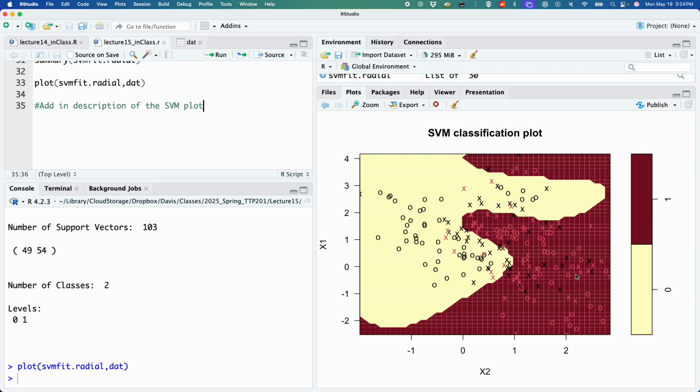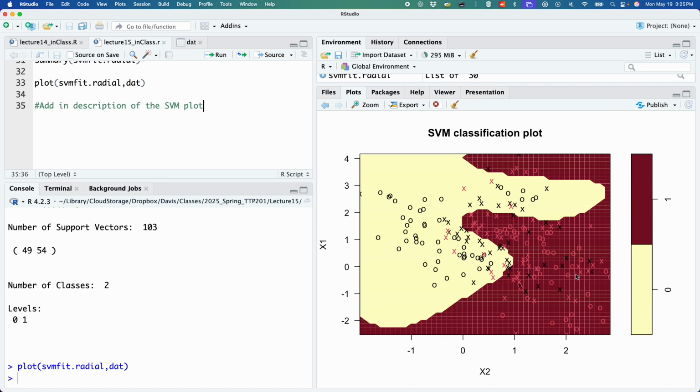Okay. So I will add descriptions of how to interpret the plot in these notes at the end.